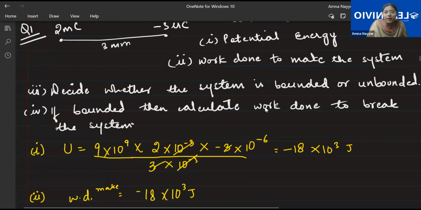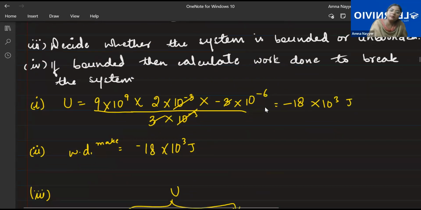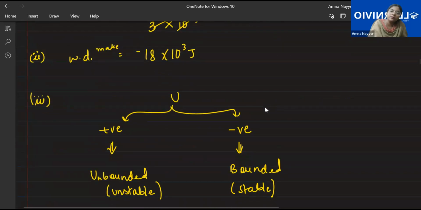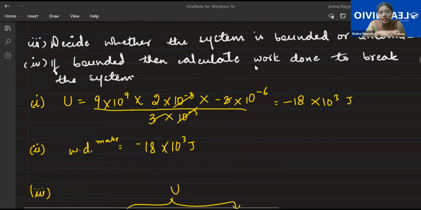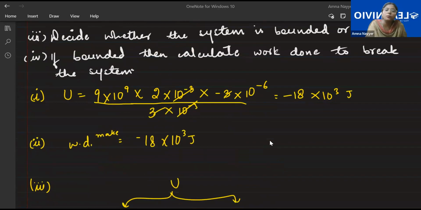So is the system bounded or unbounded? Tell me. Is the system bounded or unbounded? Bounded, because it is negative. Last part says work done to break the system. It is saying if bounded, then calculate the work done to break the system.